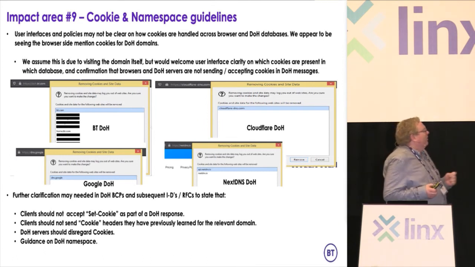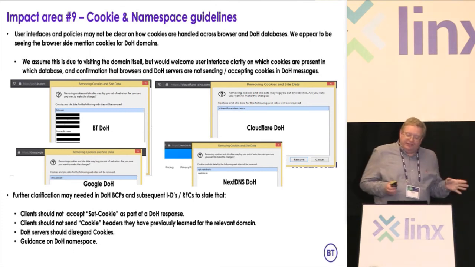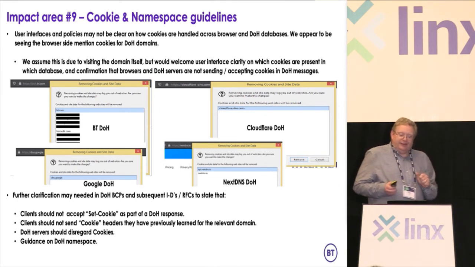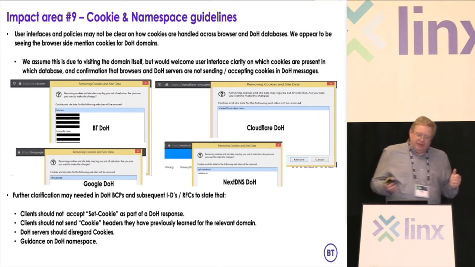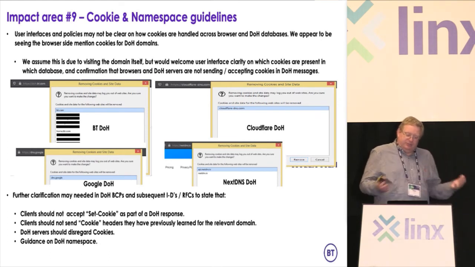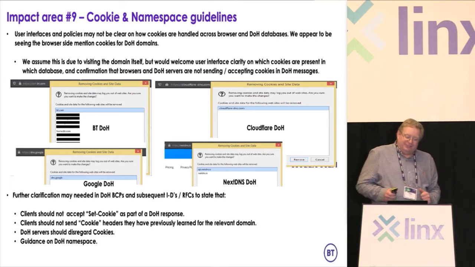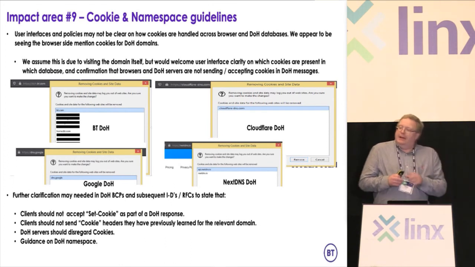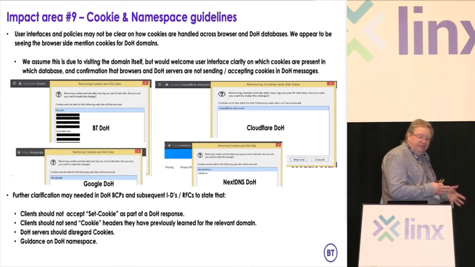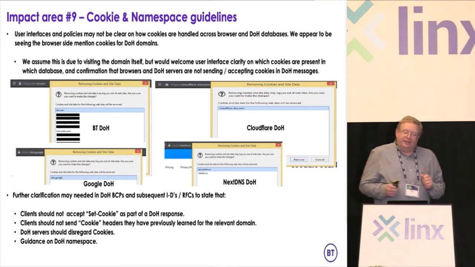We're seeing through the trial the user interfaces and policies may not be as clear as they could be about how cookies are handled across browsers and DoE databases. We seem to be seeing that the browser side mentioned cookie for DoE's domains. We're seeing the option to remove cookies for our DoE capability, Cloudflare, Google, and NextDNS. We assume this is due to visiting the domain itself, but we would welcome interface clarity on which cookies are present in which databases, and confirmation that browsers are not sending or accepting cookies in the DoE messages.